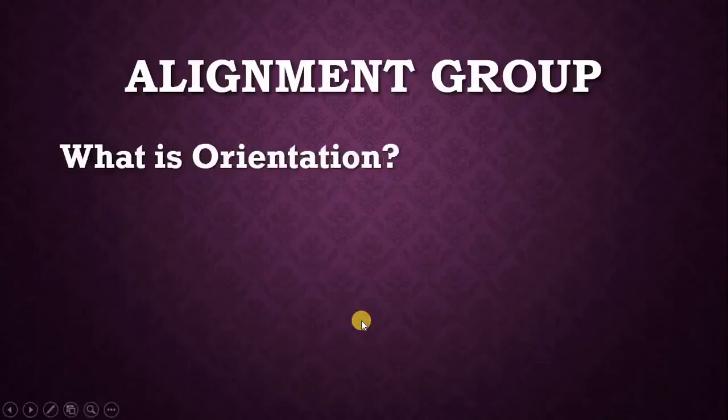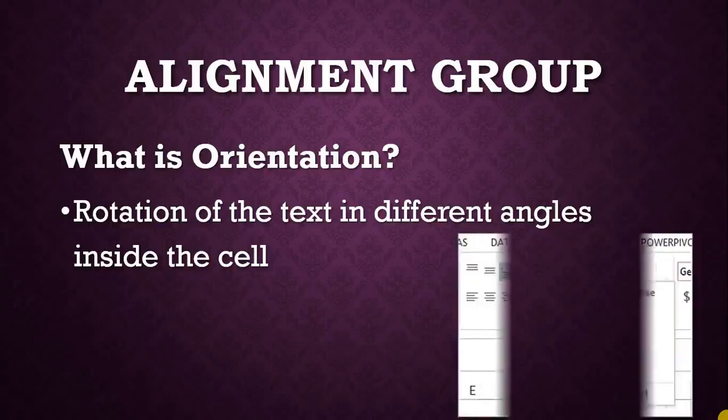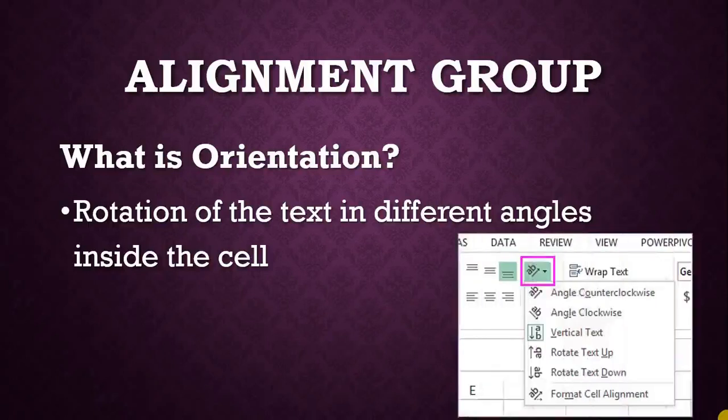Next, orientation. What is orientation? Yes, orientation refers to the rotation of the text in different angles inside the cell. These are some orientation options. Angle counterclockwise, angle clockwise, vertical text, rotate text up and rotate text down. You can do more alignment by clicking on the format cell alignment option.